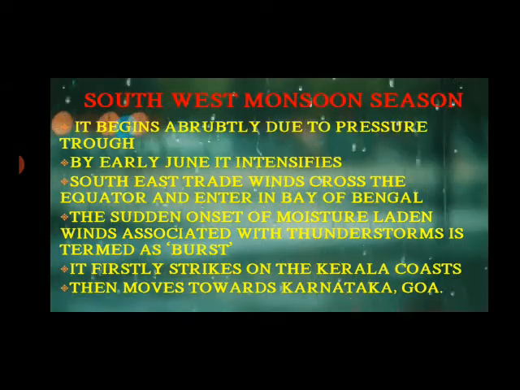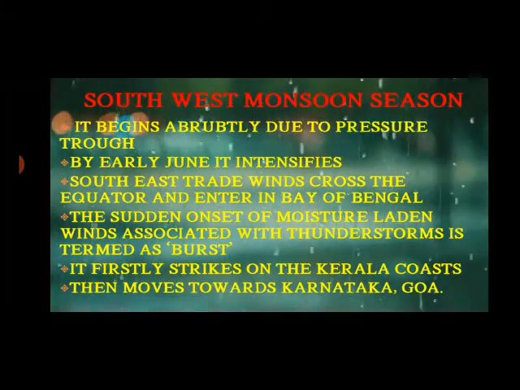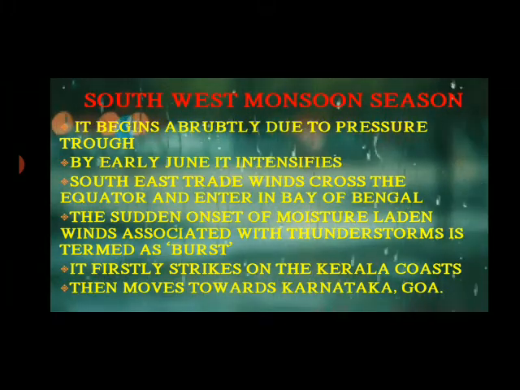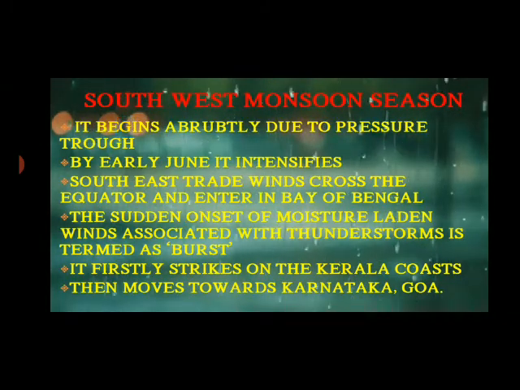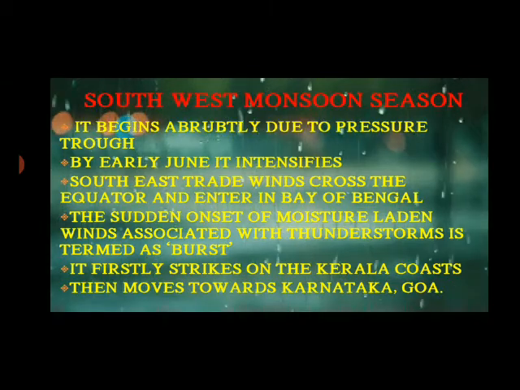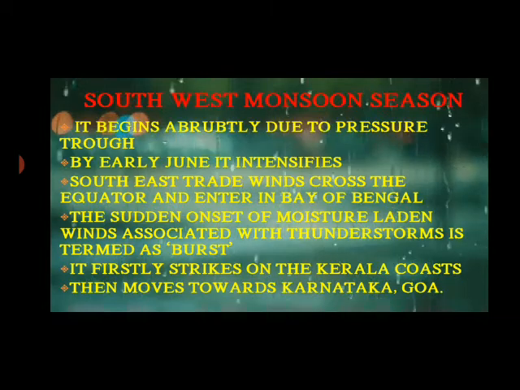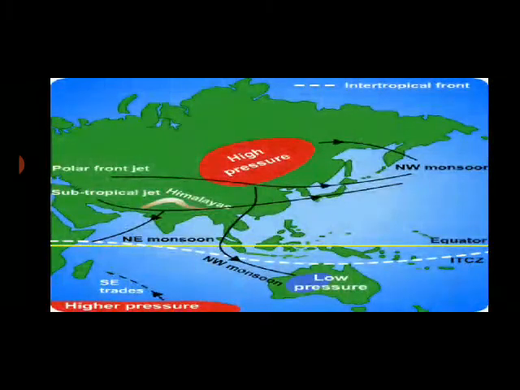Southeast trade winds cross the equator and enter the Bay of Bengal. The sudden onset of moisture-laden winds associated with thunderstorms is termed as burst. It firstly strikes the Kerala coast, where it gives the mango showers, then moves towards Karnataka, Goa, interior Marathwada, and parts of Tamil Nadu. Here in this map, you can see how this phenomenon takes place.